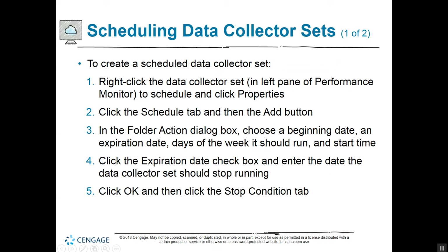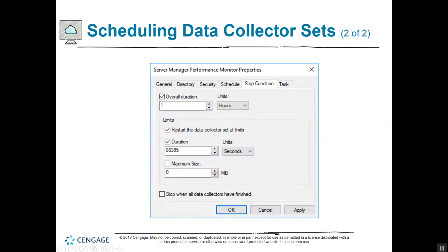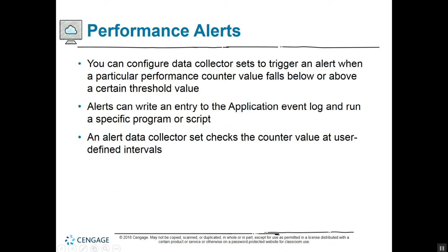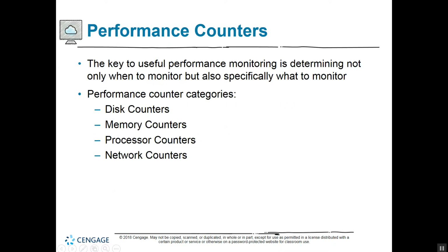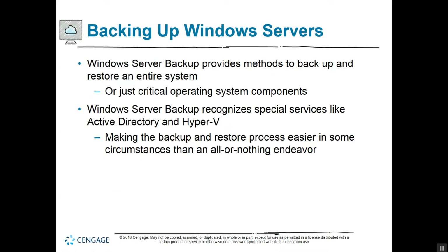So we could schedule data collector sets. To create a data collector set, we just right click the data collector set and schedule it by clicking properties. Then you click the schedule tab and then the add button. It's straight through to go set this thing up. And here it is. Now, performance alerts. We talked about that. If we got issues, we can have it email us, throw a message up, whatever it may be, same as the other.